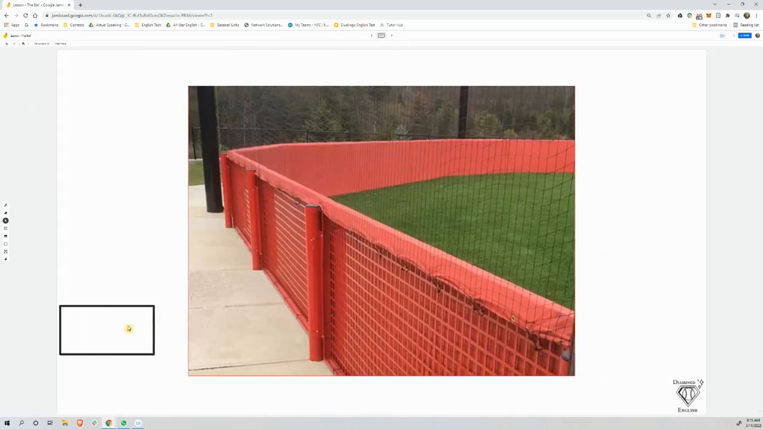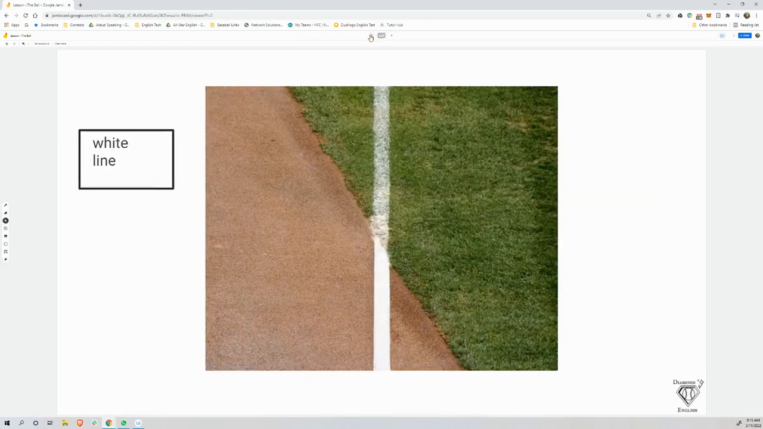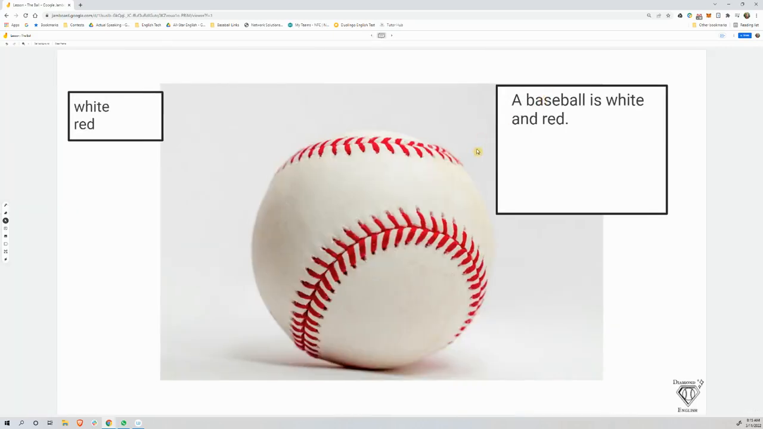And red what? Red fence. This is a red fence. White line. A baseball is white and red.